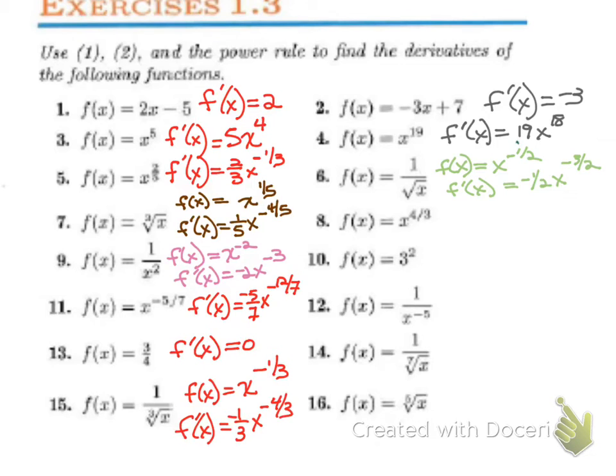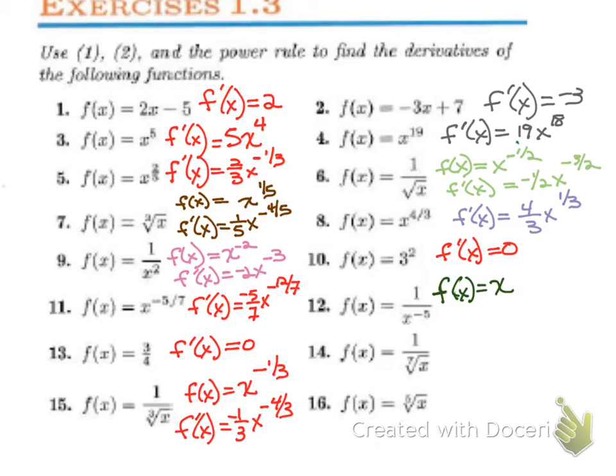Okay, next one. This is 4/3, so f prime of x is 4/3 x to the 4/3 minus 3/3, which is 1/3. This next one's just a constant. The derivative of a constant, the slope of a horizontal line, is 0. Okay, notice what's going to happen here. When I bring this up, the sign changes to a positive. And I've made an error. That's not my derivative yet. So I'm going to go back and fix that.